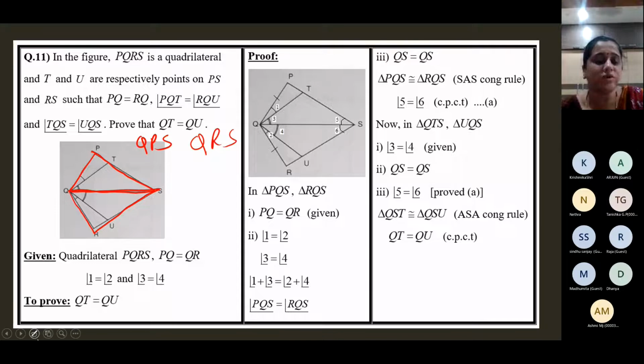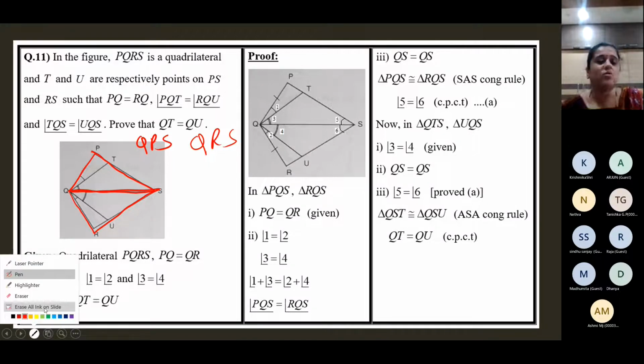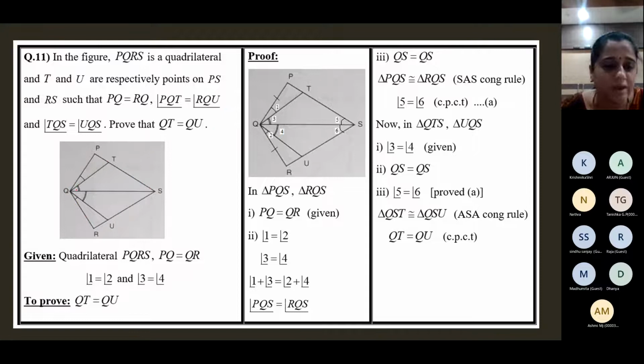You can see that QS is a diagonal of the quadrilateral PQRS. See, QT is not a diagonal. QU is not a diagonal. You can see that QS is. The two diagonals of this quadrilateral are QS and PR. These are the two diagonals. So QS is one of the diagonals of the quadrilateral PQRS.